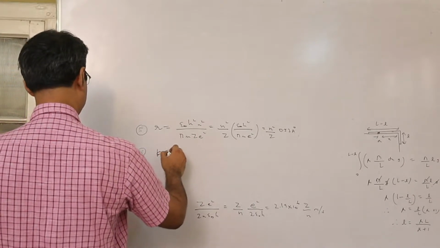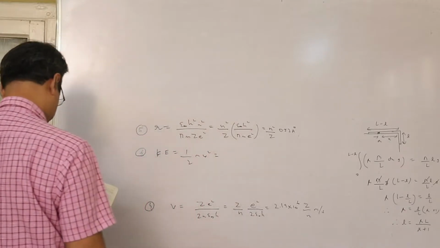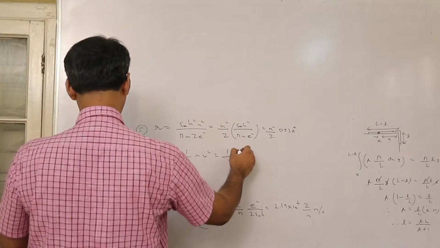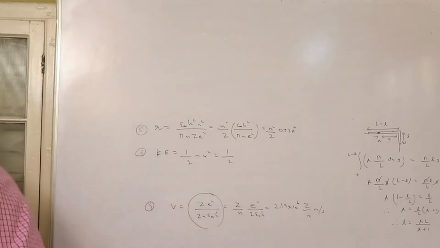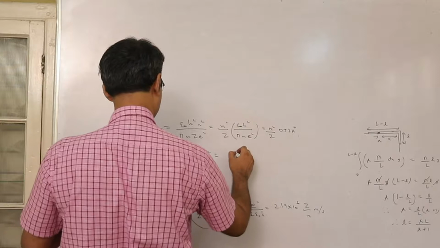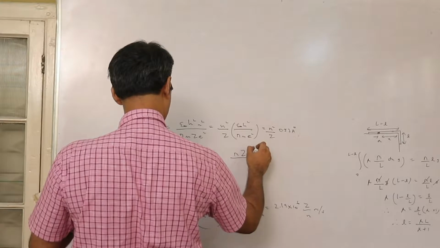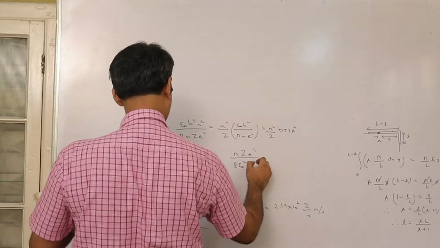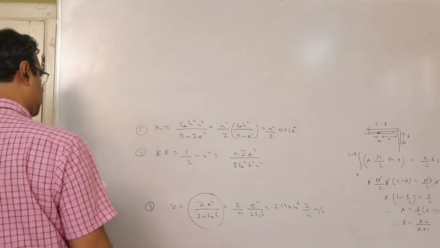Now the kinetic energy of an electron is half mv square, and we already have an expression for V. So after putting the value of V, we will get m Z square e to the power 4 by 8 epsilon naught square h square into n square. So this is the kinetic energy.